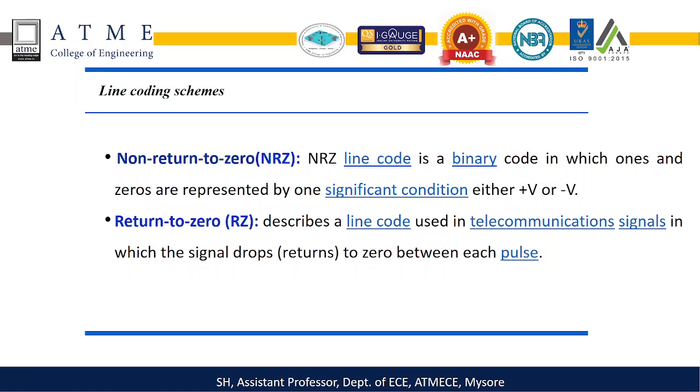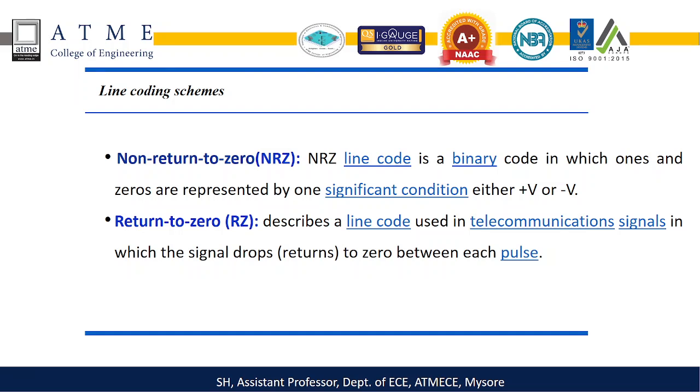NRZ line coding is a binary code in which ones and zeros are usually represented by significant conditions such as plus V and minus V. It has two different states, that is plus V or minus V. And in this NRZ format, we don't have any data which is coming back to 0. It has only higher levels or negative levels. So it is called non-return to 0.